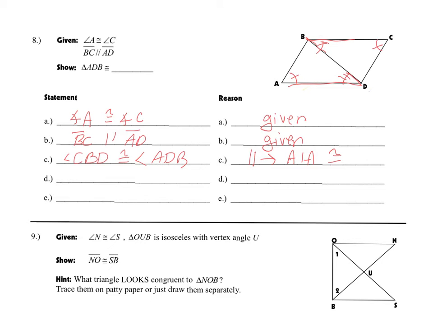I already have one angle congruent, and then I have a second set congruent. If I look at what else can help me here, I hopefully see that they share this side. And so therefore I can say that segment BD is congruent to segment BD, and that is the reflexive property.